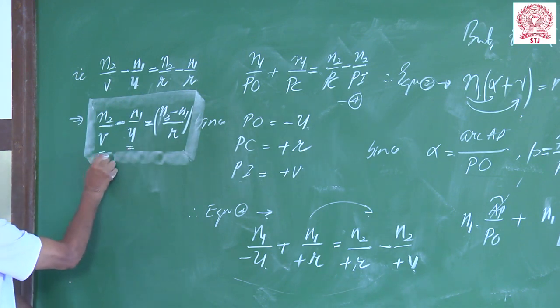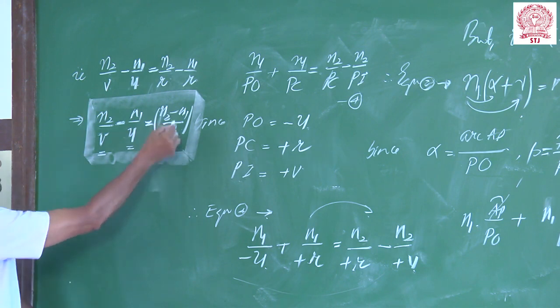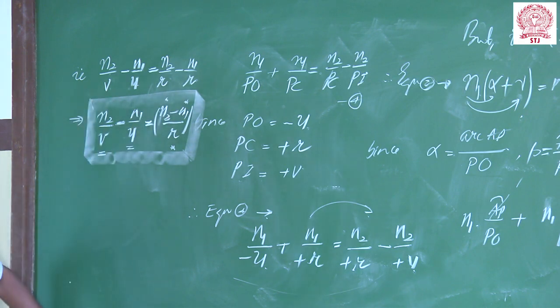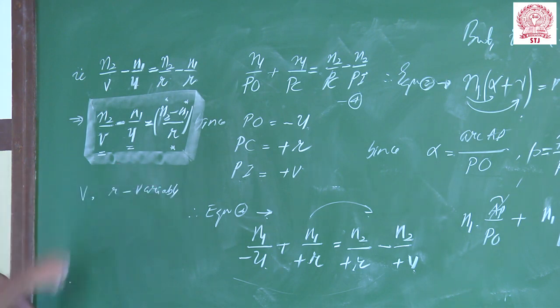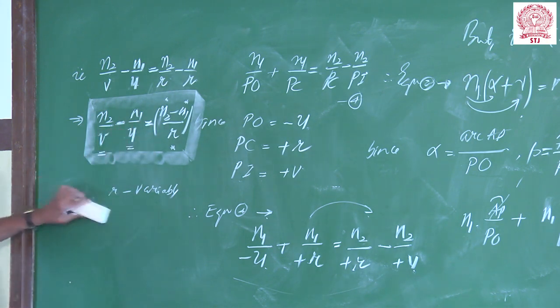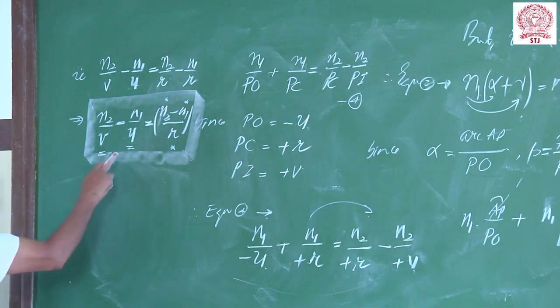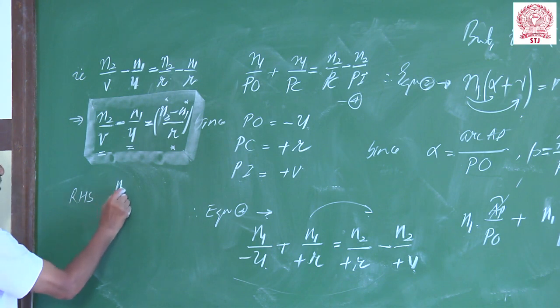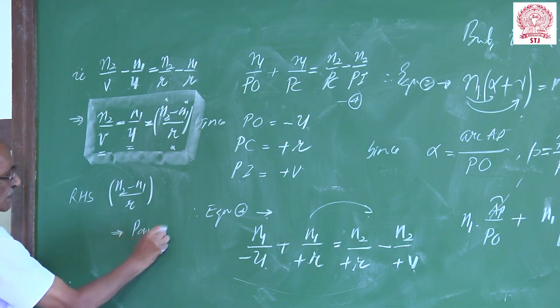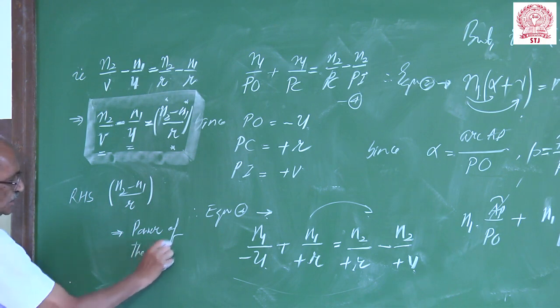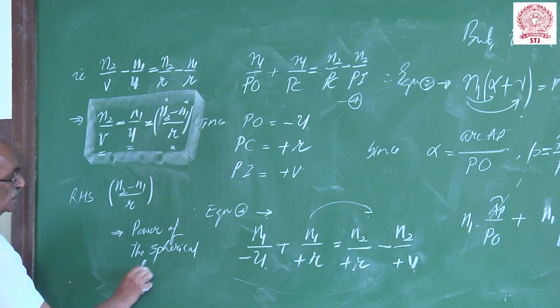Now this is the relation between object distance and image distance in terms of radius of curvature and the refracting media. Notice that U and V are variables. In other words, you can keep the object close to the surface, far away from the surface, and so forth, but the curvature of the surface remains the same. The media are the same. Therefore, N1, N2, and R remain constant. Now this quantity on the right hand side, N2 minus N1 upon R, is called the power of the spherical surface. Now observe the figure, power of the spherical surface.